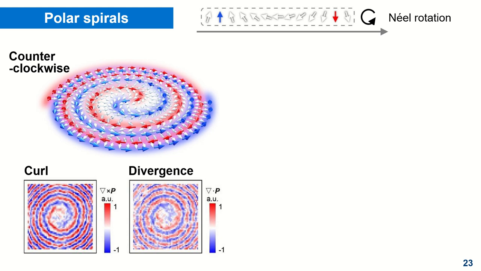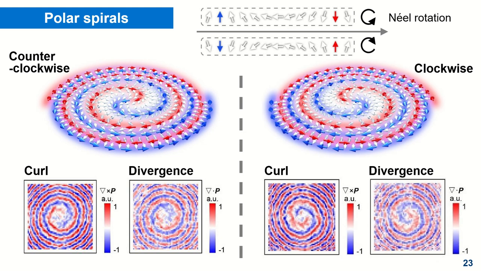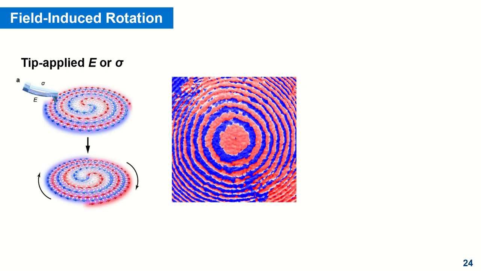So symmetrically, there can be a clockwise polar spiral, and we also observe them in our sample. It is quite amazing that we have a topology which is asymmetric in two-dimensional space. To see the effect of field manipulation, we try to apply electric fields or stress individually through PFM tips.